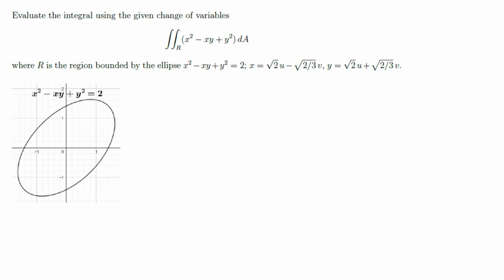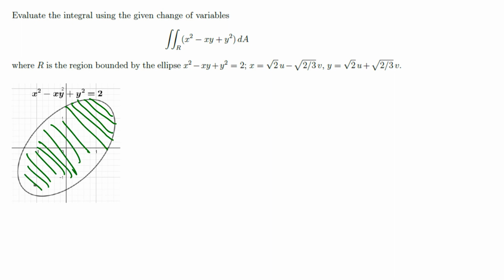Evaluate the integral using the given change of variables. So we have a double integral over the region R, where R is the region bounded by the ellipse here. This ellipse is given, but if you don't know how to graph this, we really don't need this. This is the region we are integrating on, using these change of variables: x equals this, and y equals this.